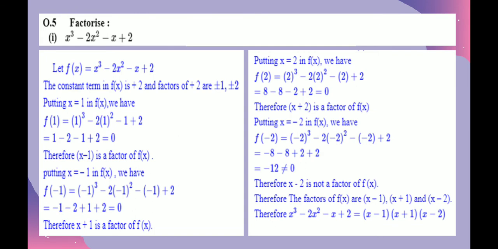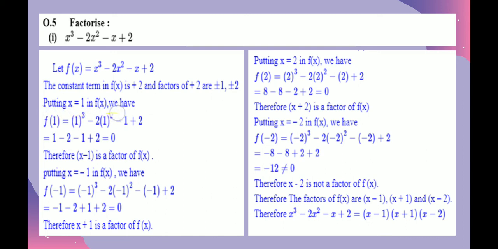Now question number 5: factorize x cube minus 2x square minus x plus 2. Now solving this, let f(x) be equal to x cube minus 2x square minus x plus 2. The constant term in f(x) is plus 2 and factors of plus 2 are plus 1, minus 1, plus 2, minus 2. So here we will see the last term, the constant term, and we will see the factors of the constant term.